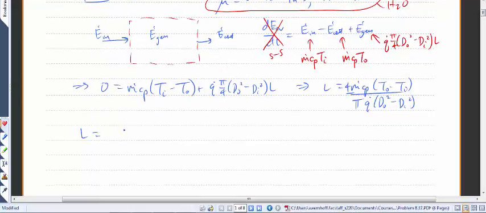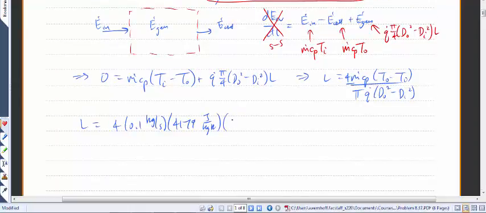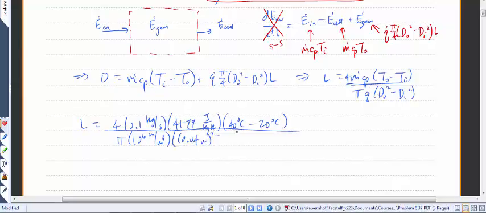Plugging in numbers, L is equal to 4 times 0.1 kilograms per second times the heat capacity of water, which will be 4,179 joules per kilogram Kelvin, times To, which is 40 degrees C, minus Ti, which is 20 degrees C, all divided by pi times 10 to the 6 watts per cubic meter, times dO squared, which is 0.04 meters quantity squared, minus 0.02 meters quantity squared. Do the math here and you end up with 8.87 meters.